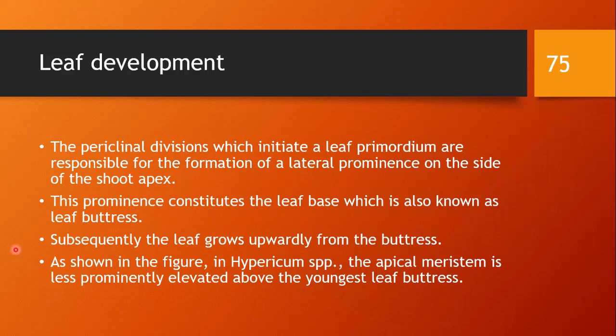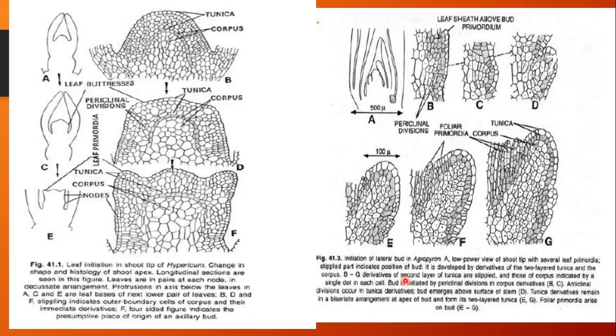So the apical meristem is less prominently elevated above the youngest leaf buttress. Here we are talking about this diagram, and here we have the description of it. The leaf initiation in a shoot of Hypericum, change in shape and histology of the shoot apex; longitudinal sections are seen in this figure. Here you can see the first, A, where development occurs. Here we have the tunica, which is more than one layer, and here we have the corpus. So here we have the tunica and corpus arrangement.